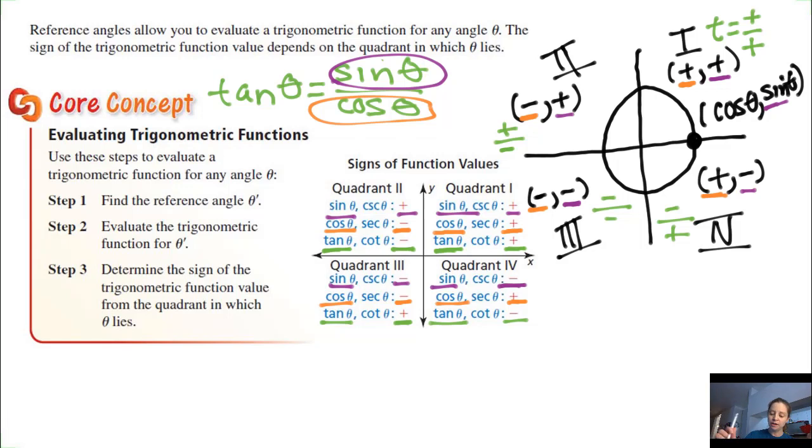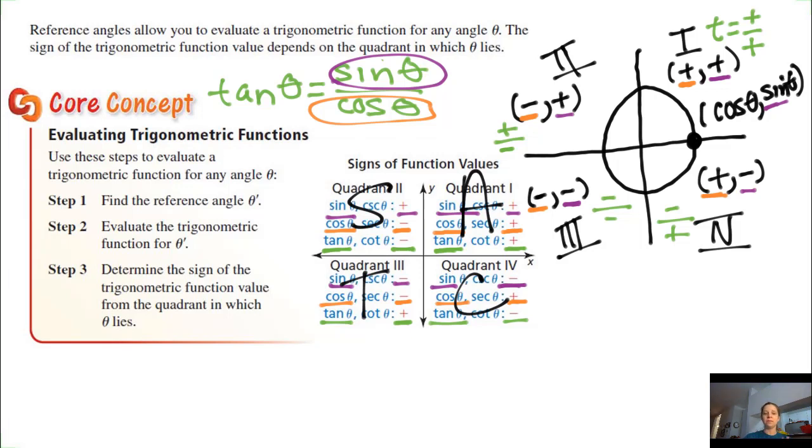Also, there is a memory technique that a lot of people use for when trig ratios are positive, and that is "All Students Take Calculus." I'm going to put this over. All Students Take Calculus. In quadrant 1, all ratios are positive. In quadrant 2, just sine is positive. In quadrant 3, just tangent is positive. In quadrant 4, just cosine is positive.